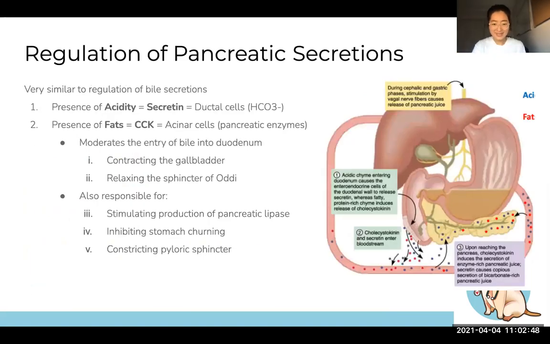Pancreatic secretions are pretty much the same deal as with the regulation of bile. If you have acid, secretin is released from your ductal cells, and that's going to increase the pH. If you have the presence of fats in the duodenum, that's going to cause cholecystokinin to be released, and that's going to cause pancreatic enzymes to be released. What cholecystokinin does is essentially everything that we talked about before, nothing really new.